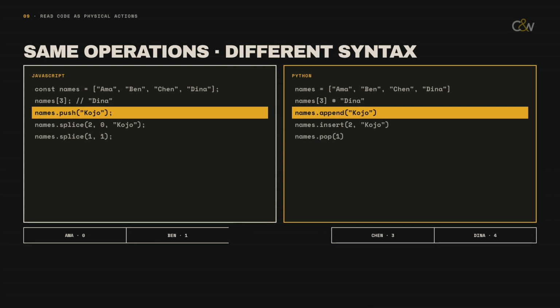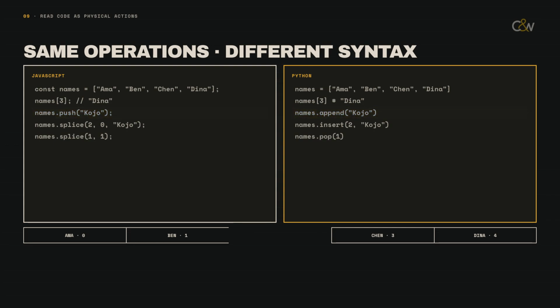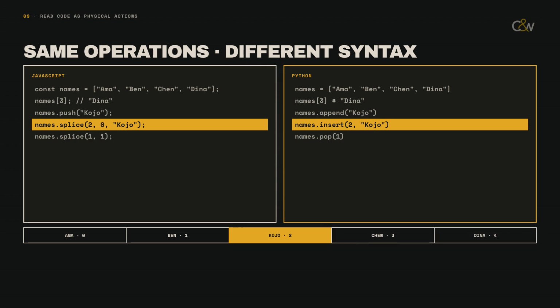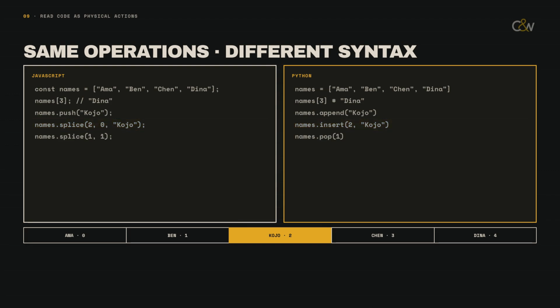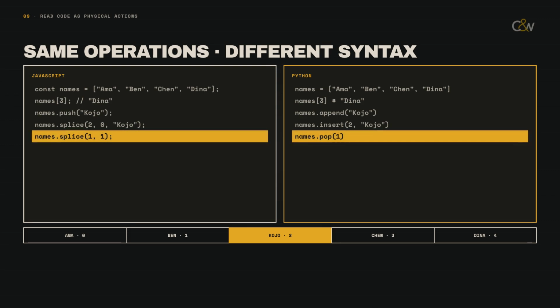For middle insertion, JavaScript can use names.splice(2, 0, "Kojo"). Python uses names.insert(2, "Kojo"). Under the friendly method name, later values still have to shift. To remove index 1, JavaScript can use splice(1, 1). Python can use pop(1). Again, the remaining values may shift left. Syntax tells the language what you want. The data structure determines the work needed to make it true.